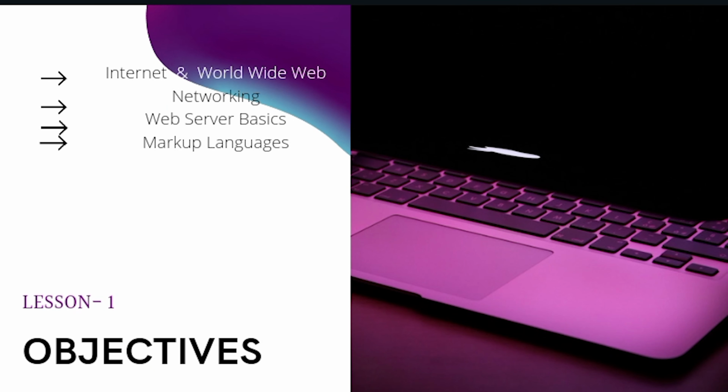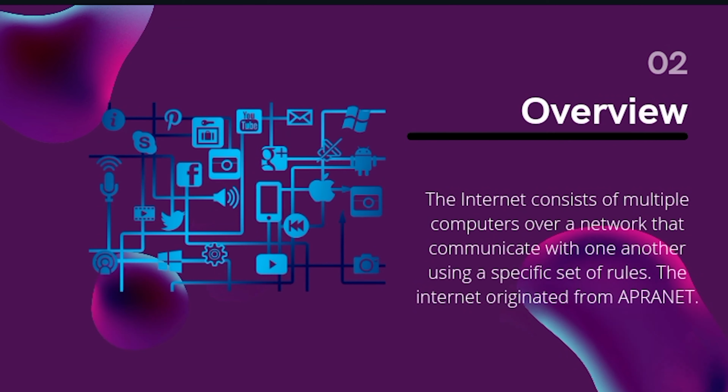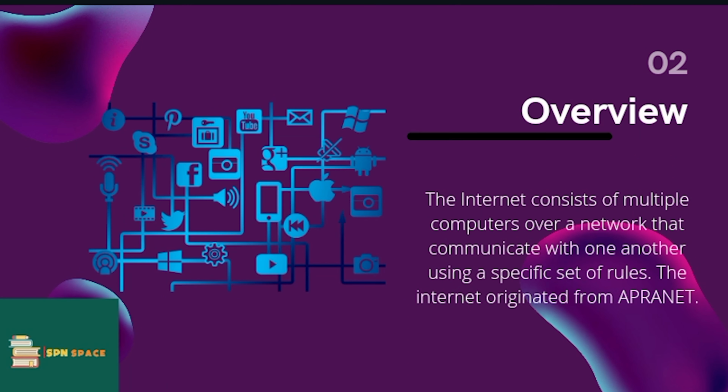So let's get started with lesson 1, that is objectives. Internet and World Wide Web, networking, web server basics, markup languages. So the overview. The internet, or the network, consists of multiple computers over a network that communicate with one another using a specific set of rules. The internet originated from ARPANET. So let me tell you something about the ARPANET.